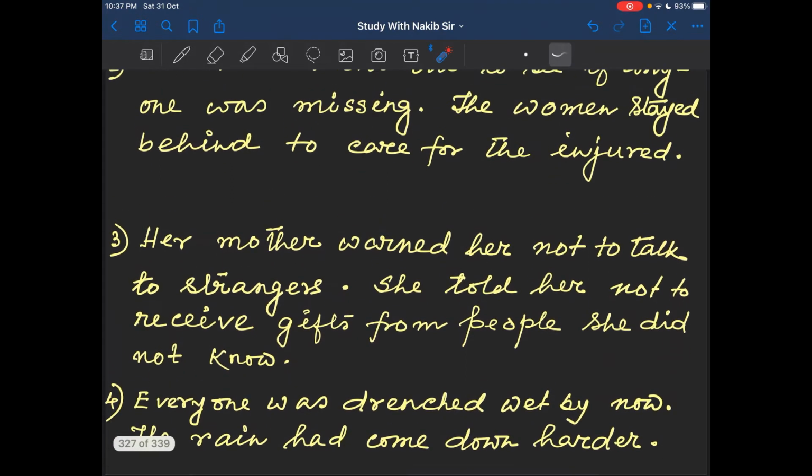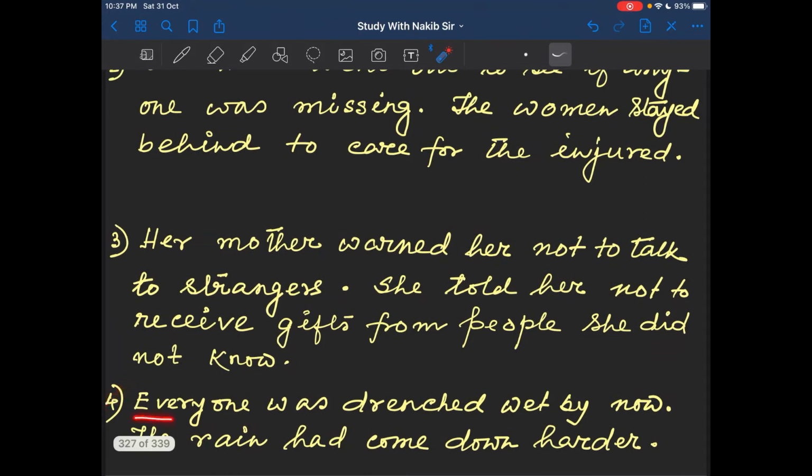And question number 4. Everyone was drenched wet by now. The rain had come down harder. Now pause the video and do your work. Now see the answer.